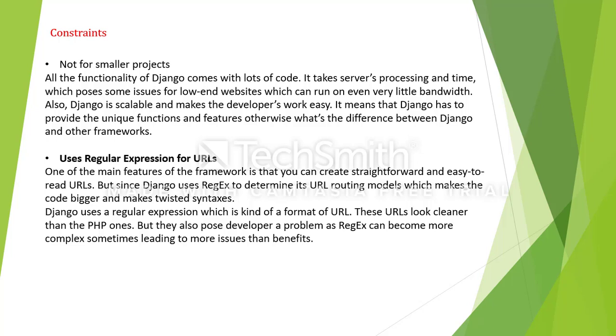Now, since we learned why we should go with Python, we should know its constraints also. When should we avoid using Python, and what are the scenarios where we should not use Python? So, not for smaller projects. It is said that the framework is heavy, meaning the Django framework contains so many inbuilt files, and if you want to create a 5-page website, it's not recommended to develop it with Python.